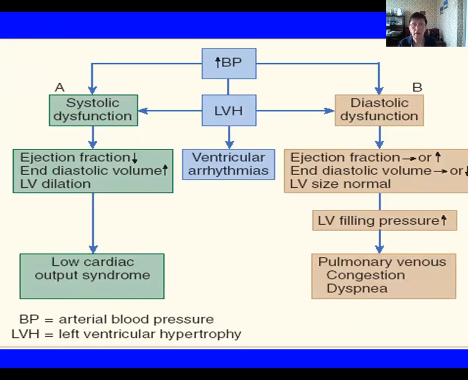Next scheme shows you that elevation of the blood pressure leads to such not good effects as left ventricular hypertrophy. Left ventricular hypertrophy may contribute to the development of arrhythmias and to the development of systolic or diastolic dysfunction of the left ventricle and so the development of heart failure.